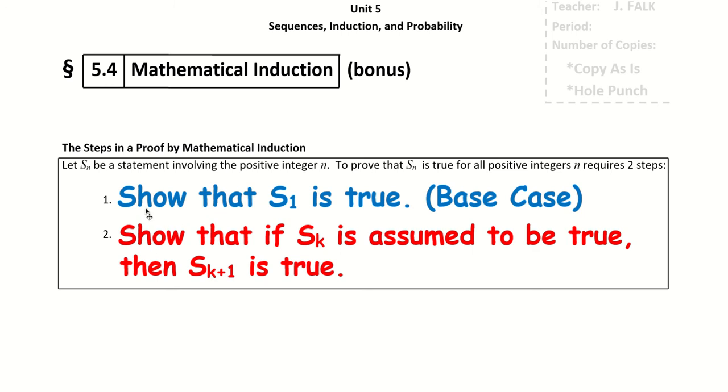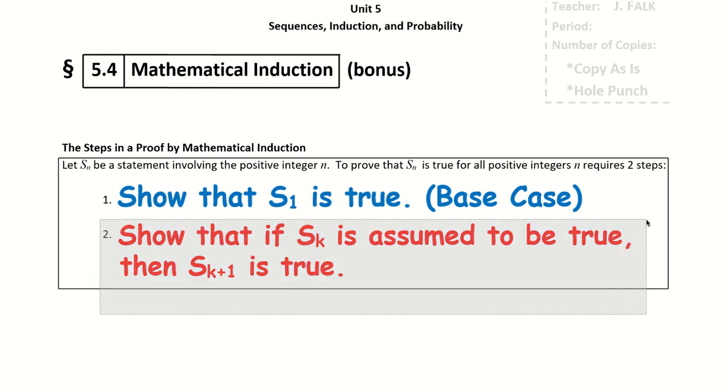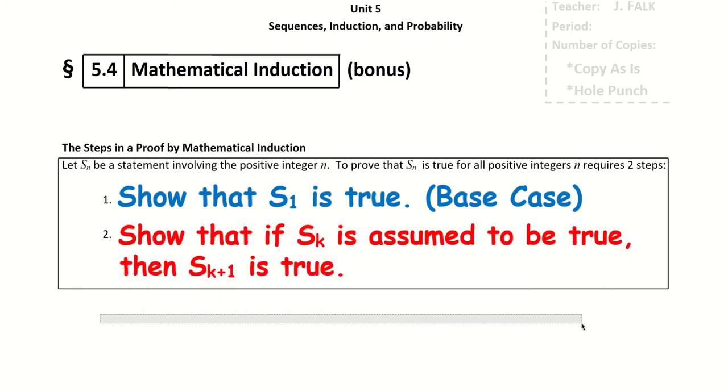So here are the basic steps of proving something by mathematical induction. Step 1 is you want to show that the base case is true, the very first case is true. Then we have to do this really fancy induction step where you can show that if S sub k is assumed to be true, then that automatically makes the k plus 1 case true. You're probably thinking, what?